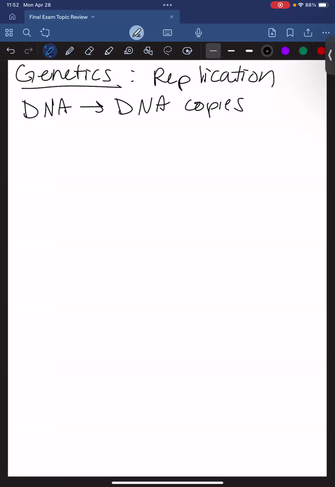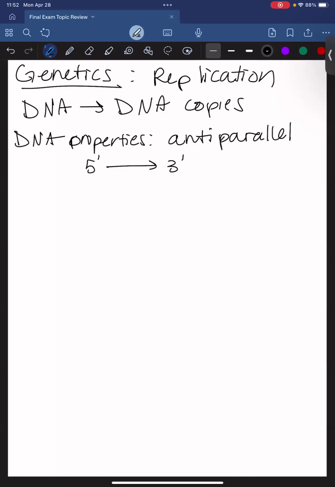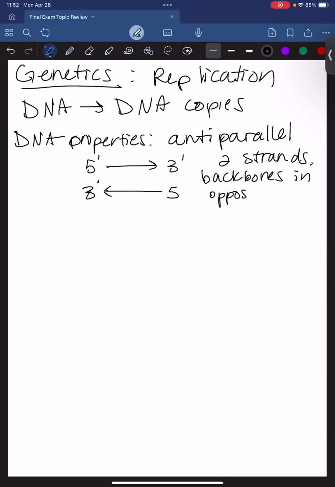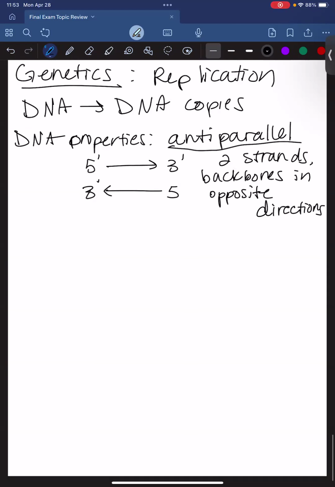Okay, so first we have to understand the DNA properties. The strand is basically anti-parallel. What anti-parallel means is that we are going from the 5' to 3' in one direction of the strand, and the other direction is going in the opposite way. Two strands, backbones oriented in opposite directions. Anti-parallel.